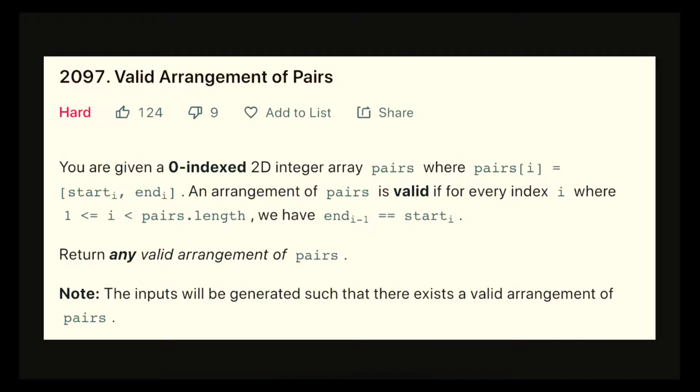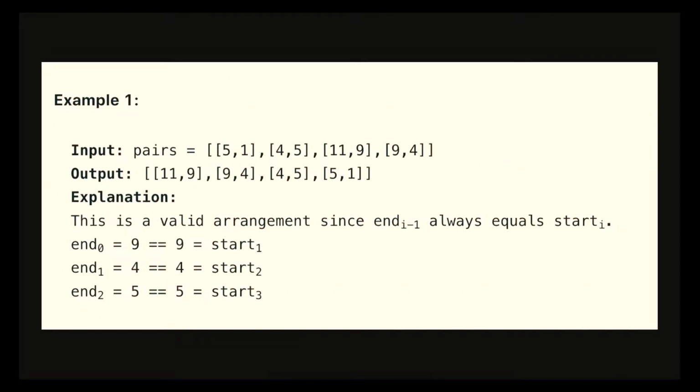Let's try and understand this with some examples. In this example, the inputs have been provided and the output expected is a two-dimensional array, and each element in the array is a single-dimensional array of two elements each. You'll notice that the first element in the output is 11, 9 and the second element in the output is 9, 4. So you can see a sequence here, 11, 9, 9, 4, and similarly 9, 4, 4, 5, and finally 4, 5, 5, 1. So this is what is considered a valid arrangement of pairs.